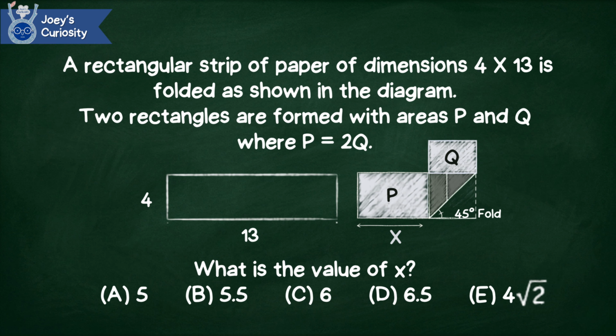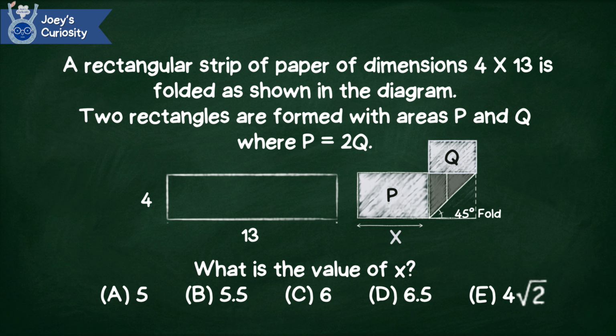A rectangular strip of paper of dimensions 4 by 13 is folded as shown in the diagram. Two rectangles are formed with areas P and Q, where P equals 2Q. What is the value of x? A. 5. B. 5.5. C. 6. D. 6.5. E. 4 square root 2.